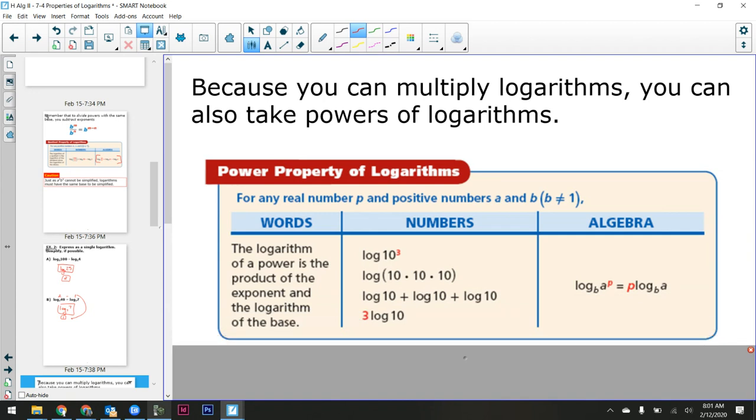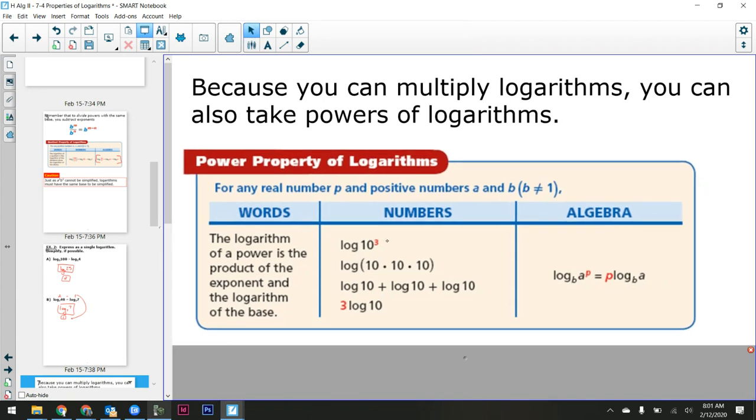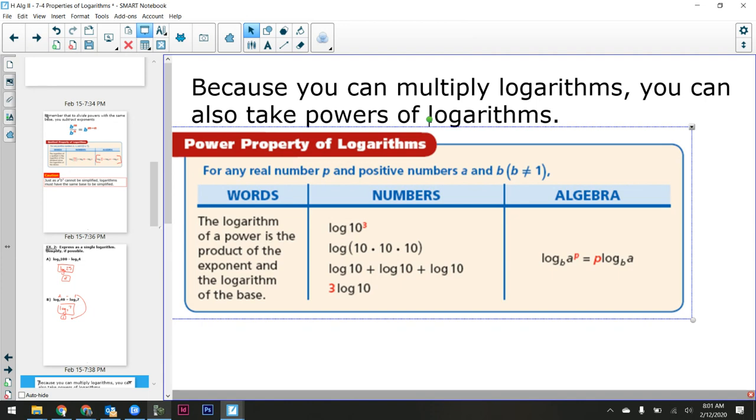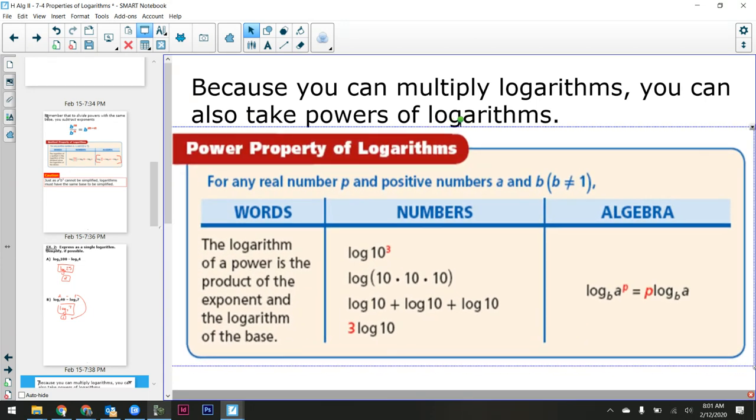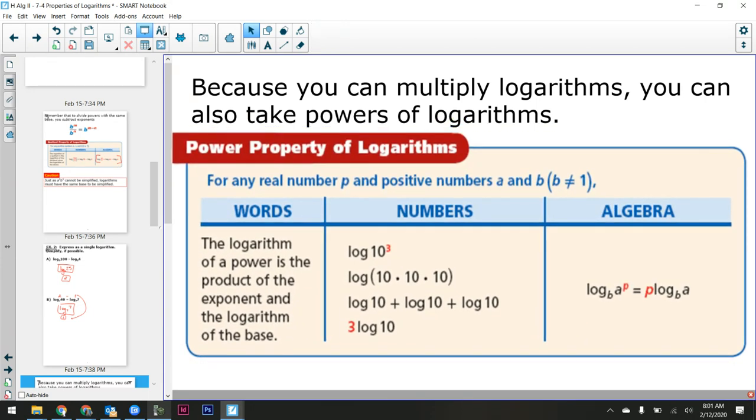So that means, let me make this a little bit bigger for you. Sometimes it's hard to see the letters. Log base b of a to the p is equal to p times log base b of a.